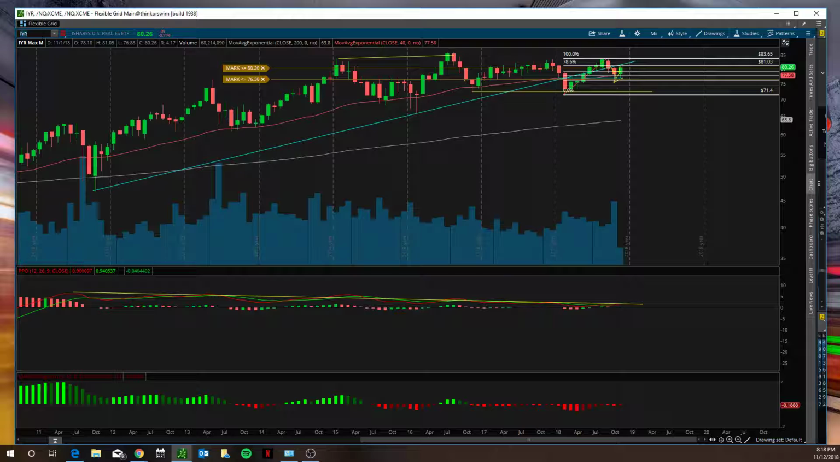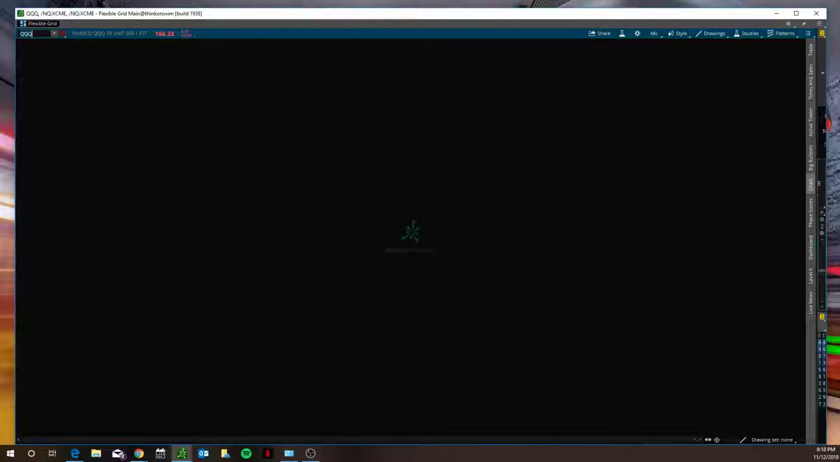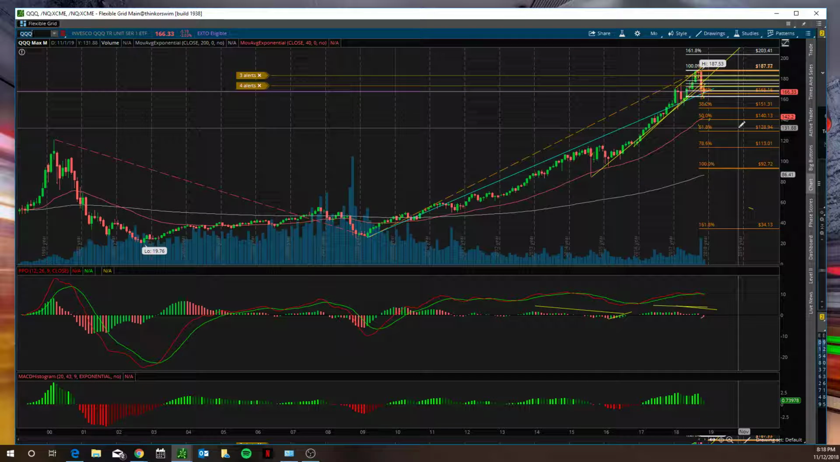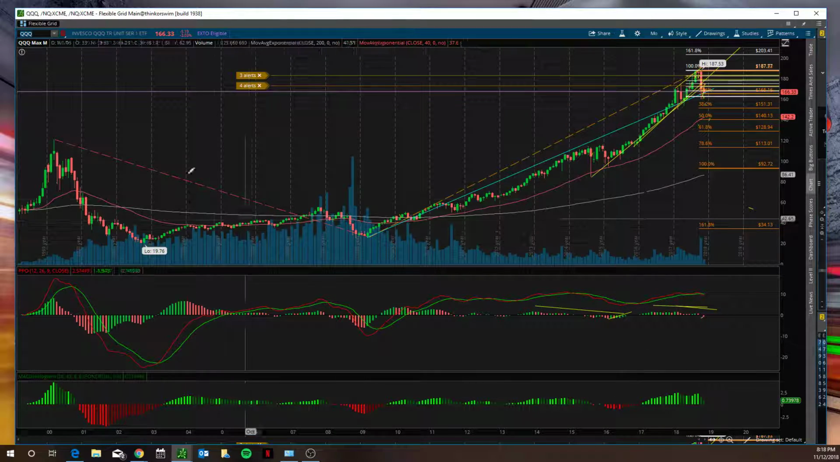So earlier I showed you QQQ. I'm not sure if I showed you QQQ. Yeah. So basically QQQ is the same thing as the /NQ that I showed you earlier. It's just that you can trade this one, right?